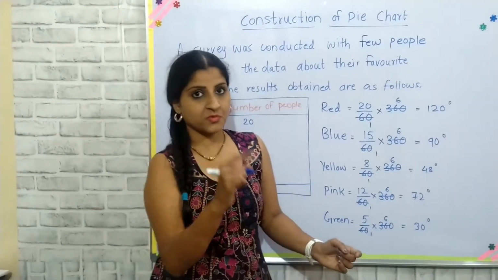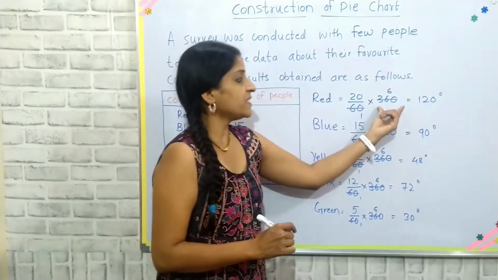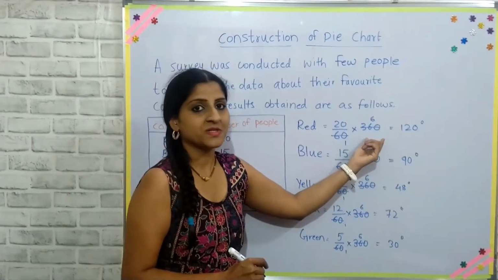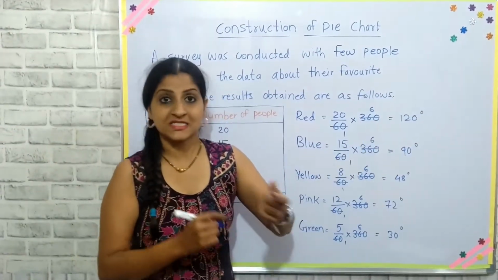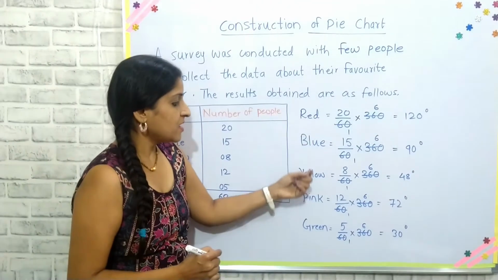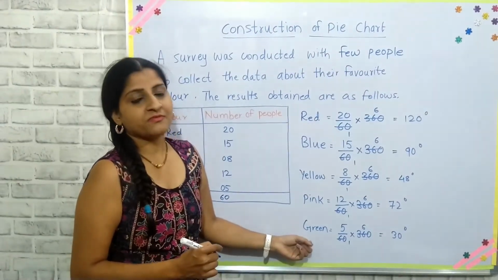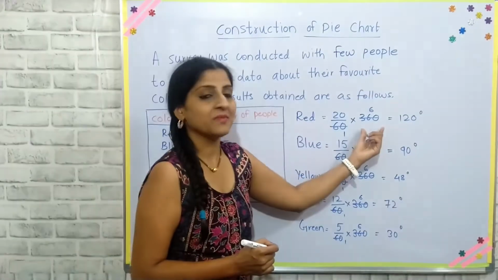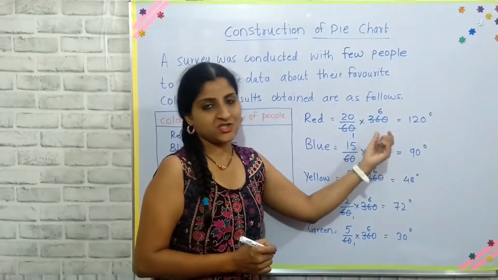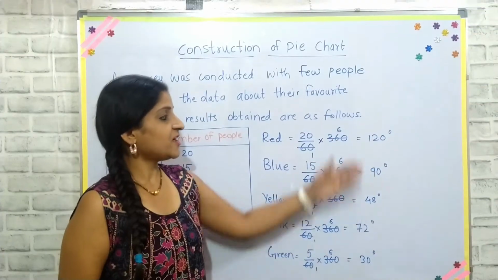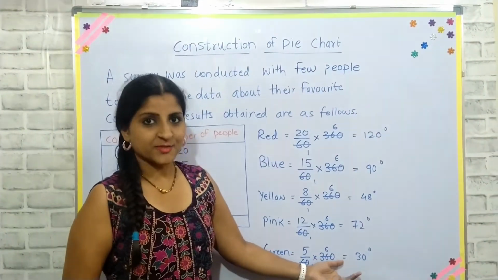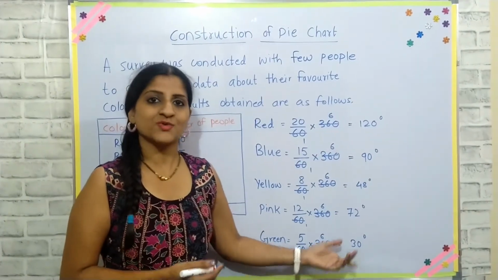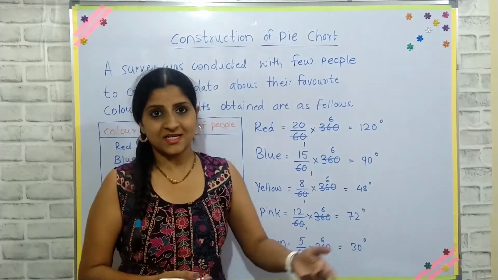Again children, one more time. Why are we multiplying our fraction with 360 over here? Because a circle represents a complete 360 degrees, and these are the parts, the fractions, of 360 degrees. That is why we have to multiply each fraction here with 360. Now we have obtained all our angles here. What we'll do next is plot all these values to construct our pie chart. So let's see now how to do that.